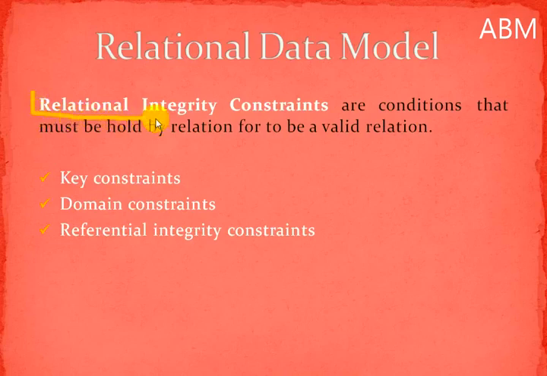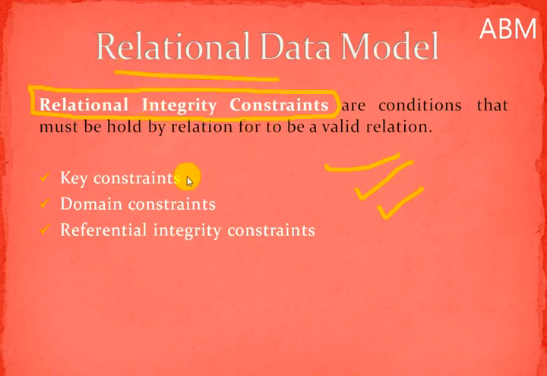Relational integrity constraints discuss the constraints, the restrictions, the rules which we may apply on the relation. The first one is the key constraint. This discusses the constraints applied on the key, you may say on the primary key, which is used to uniquely identify our tuple. For example, in every relation or every table the primary key must not be null.